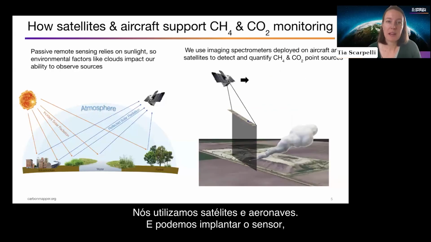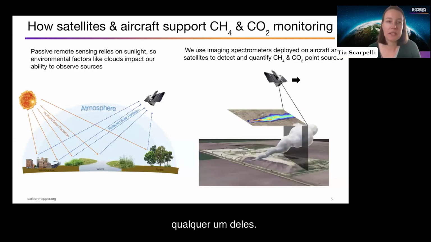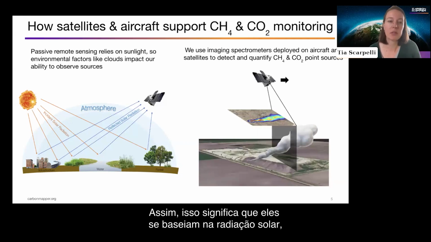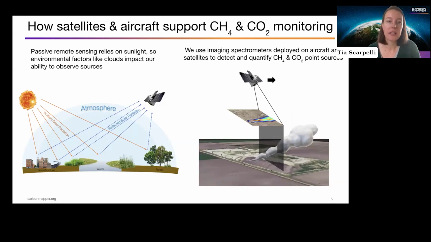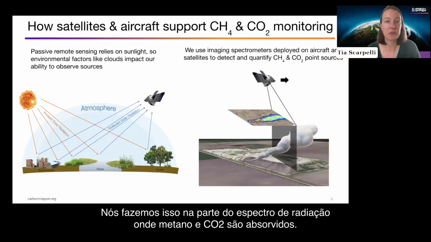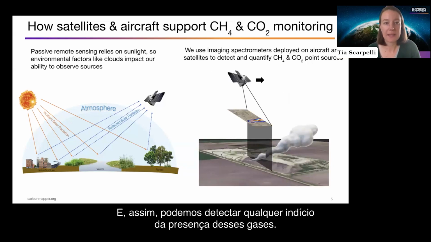So we use both satellite and aircraft, and we can deploy the sensor on either one of these. The sensors that we use are a type of passive remote sensing. So this means that they rely on solar radiation, radiation coming in from the sun. We do this in the part of the radiation spectrum where methane and CO2 absorb, and so we can see any signal from the presence of those gases.